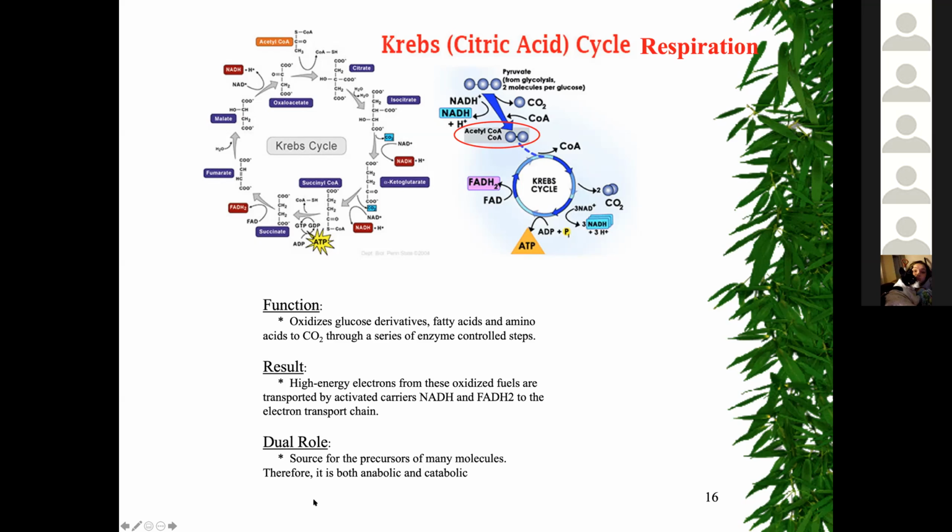Now, the Krebs cycle is both anabolic and catabolic. It's catabolic in that it tears organic molecules apart in order to extract energy, but some of the intermediates in the Krebs cycle are used as precursors for other molecules. And so in that sense, the Krebs cycle can be anabolic as well. So that's the Krebs cycle. This is respiration. This occurs in the mitochondrion.